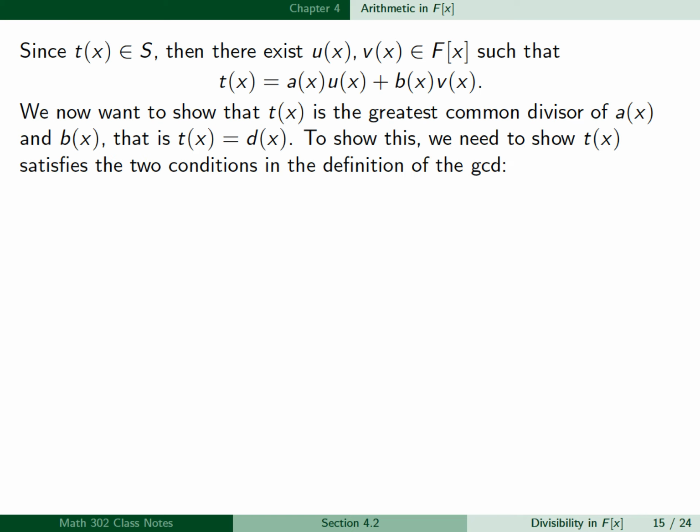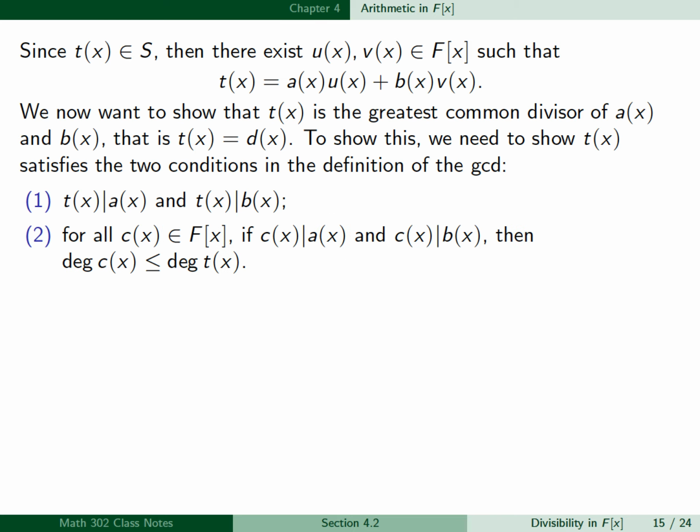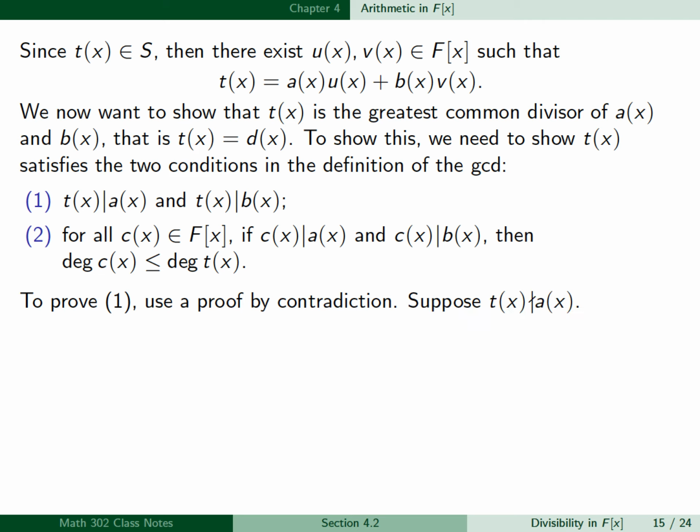To show this, we need to show t of x satisfies the two conditions in the definition of the GCD. First, it's a common divisor of a of x and b of x. And second, for any other common divisor of a of x and b of x, the degree will be less than or equal to the degree of t of x. To prove 1, we'll use a proof by contradiction. So we want to prove t of x divides a of x. We'll suppose that t of x does not divide a of x. We then need to derive a contradiction.